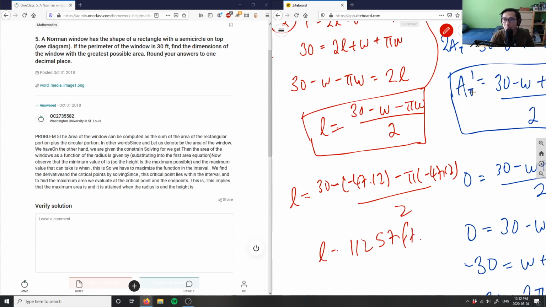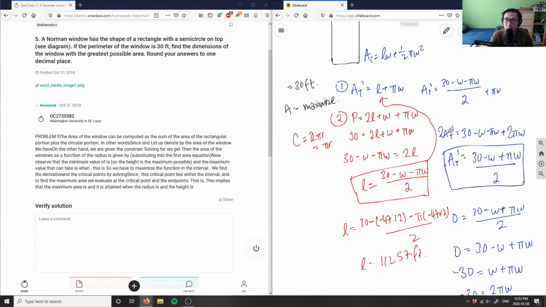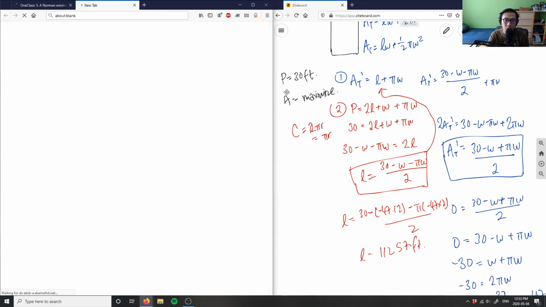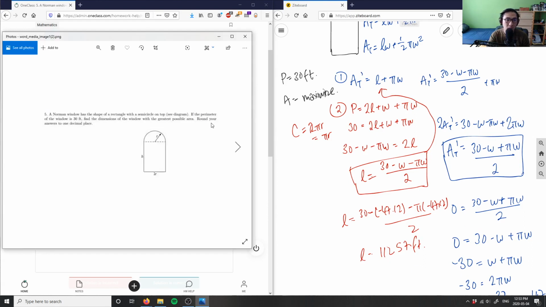So let me just double back and see if we made some errors here. I set up my equation, I found the derivative. Let me see if I drew the diagram correctly. Let me just download this image. I just want to see if this is the correct image. Just give me a second here. This is the correct image, so that makes sense.